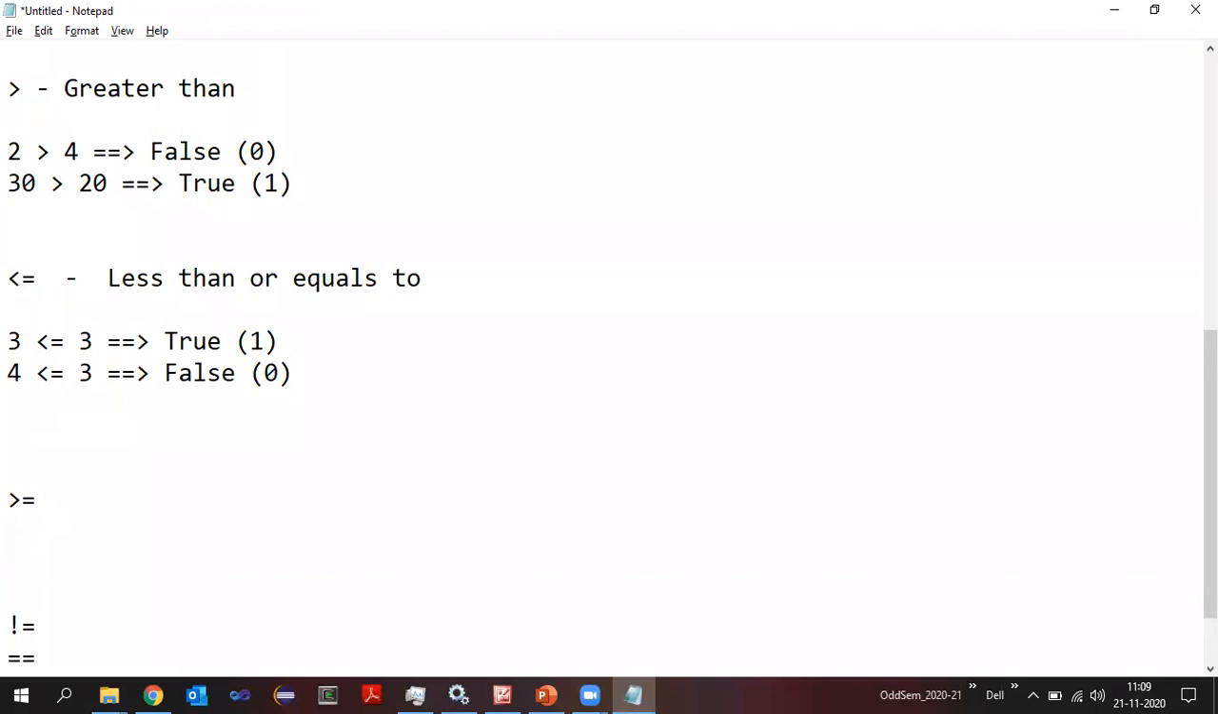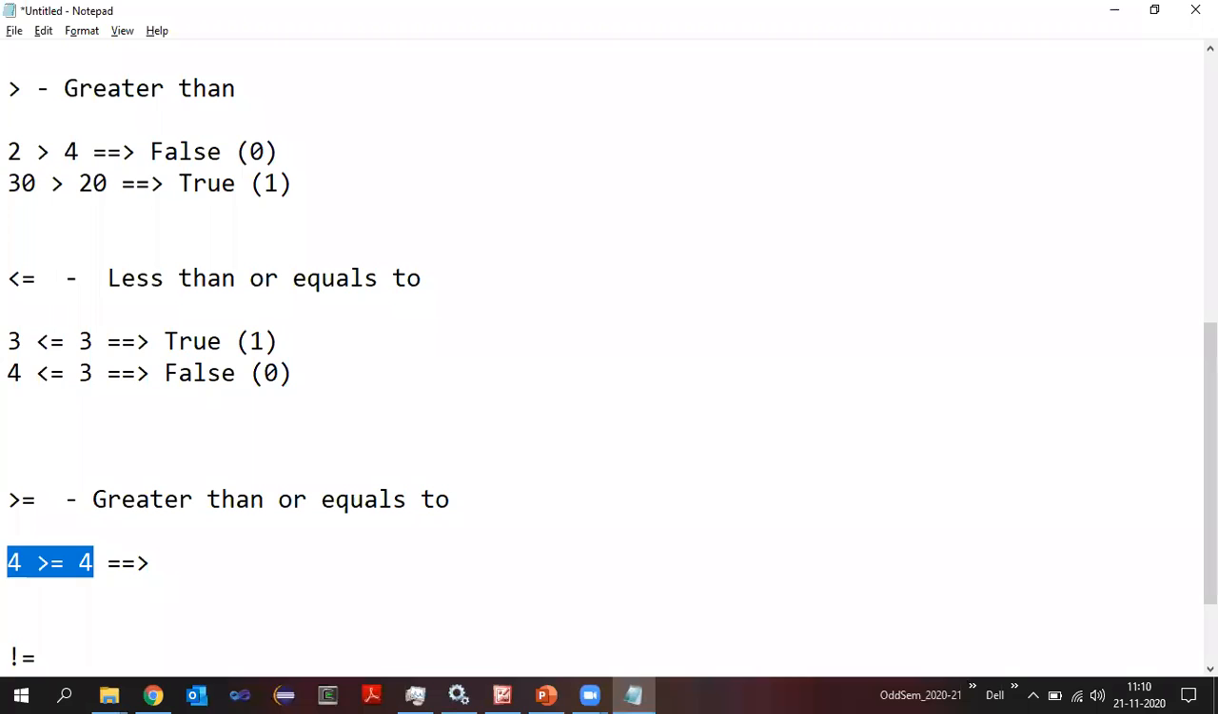Okay, then the next one is called greater than or equals to. So again the name indicates greater than or equals to. One greater than symbol, followed by the equals to symbol, right? What it will do is compare whether the first operand is greater than or equals to the second operand. For example, if you take 4 greater than or equals to 4, what do you think the output will be?